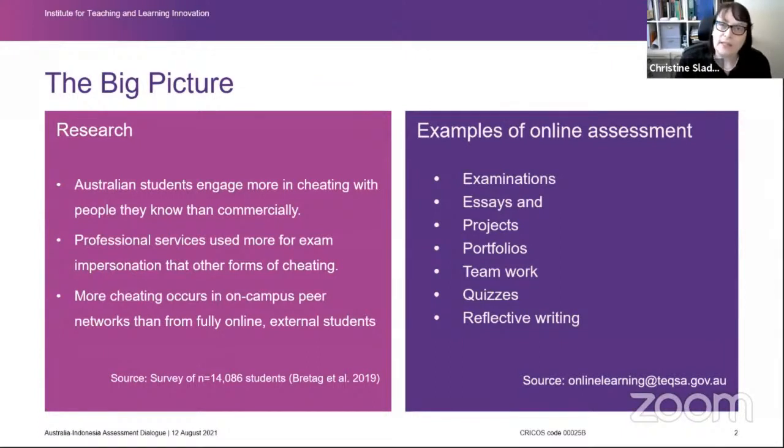And while you think that the fully online, say, master's student or external student has plenty of opportunity to cheat, this research actually found that it was the social networks and the peer relationships of students on campus that fostered more cheating than those who were fully online. And then I was thinking about, well, what sort of examples of online assessment are we thinking about here when we're thinking of this topic?